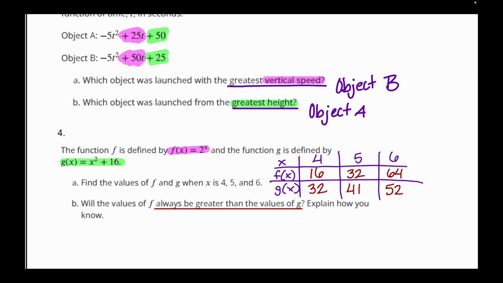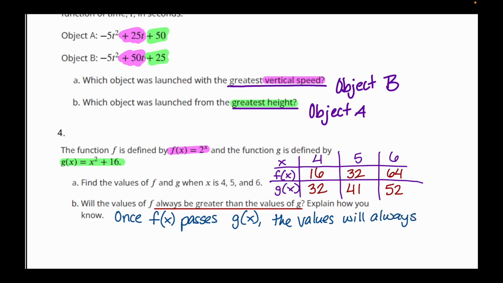So we can say once f of x passes g of x, the values will always be greater. And how do we know?